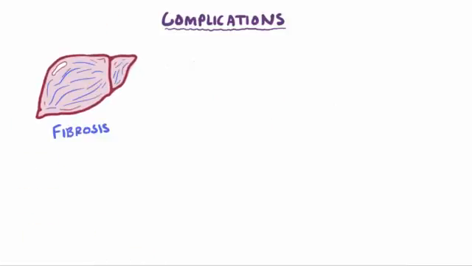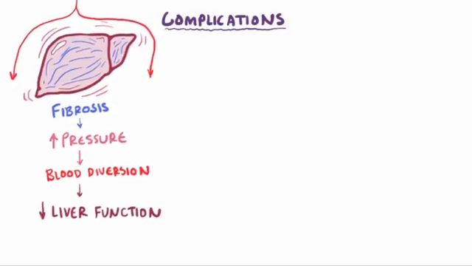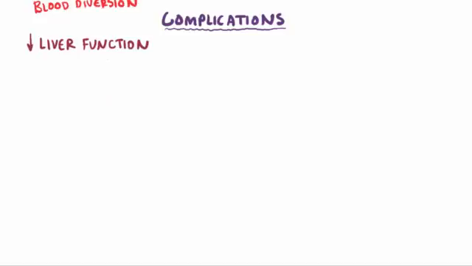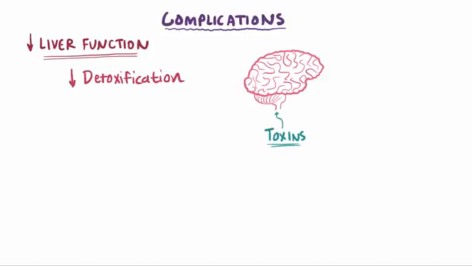The fibrotic tissue, pressure buildup, and diversion of blood from the hepatic circulation essentially reduces the number of functional sinusoidal veins, and the number of functional portal triads in general. As you have less and less of these basic liver functional units, your liver becomes less and less able to do its job of detoxification, right? When the liver isn't detoxifying the blood, these toxins can get into the brain and start causing mental deficits, a condition known as hepatic encephalopathy.